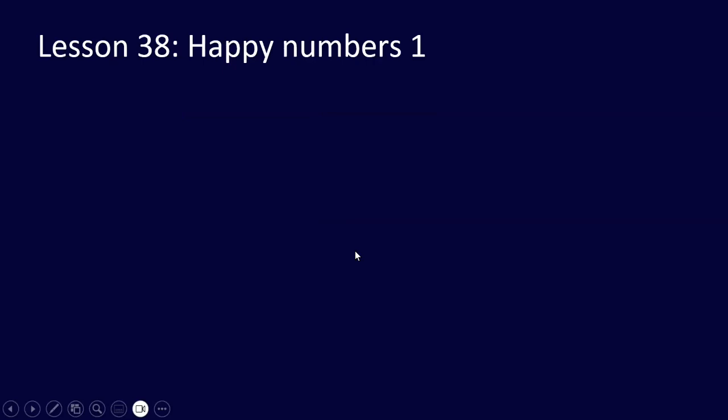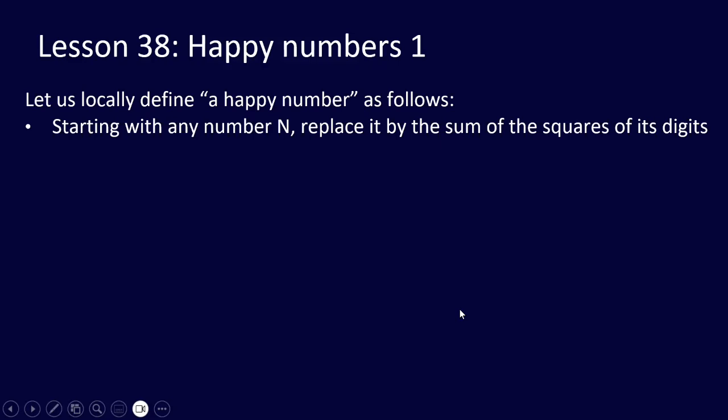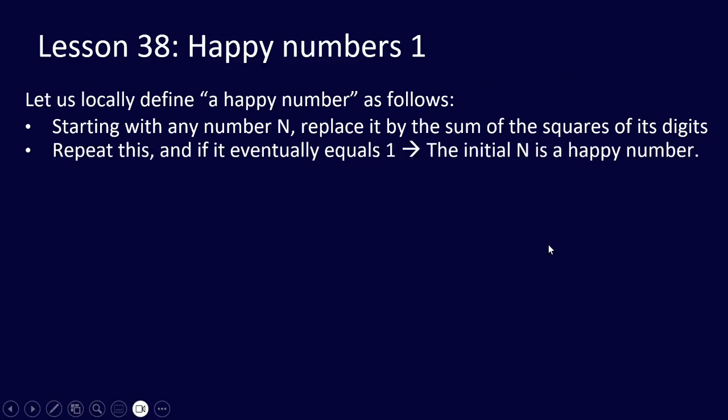So happy numbers, it's a bit of a complicated story, so let's slowly check that. Let us locally define a happy number as follows. Starting with any number n, replace it by the sum of the squares of its digits. If it's a single digit, just square it. If it has several digits, square each and get the sum. Repeat this, and if the process eventually goes to 1, the initial n is a happy number.